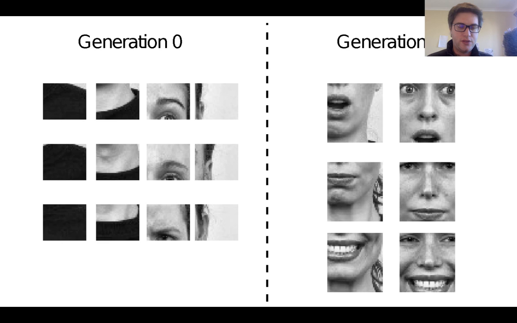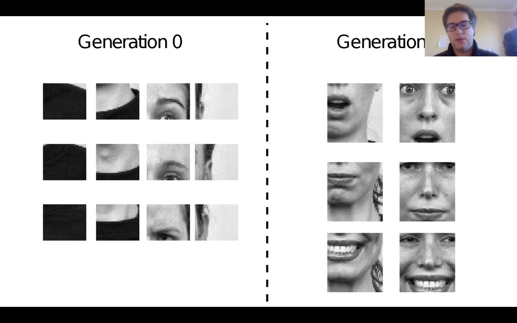Here's another example. In generation 0, the best chromosome had 4 patches and extracted patches around the clothes and the neck, the top of the eye, and the ear. And in generation 15, the best chromosome extracted a patch that contained the mouth and kind of the eyes, the nose, and the mouth.